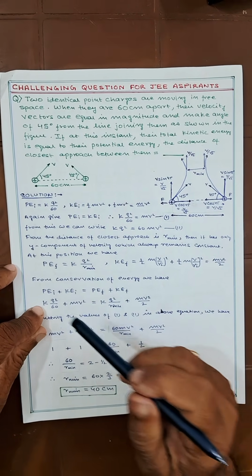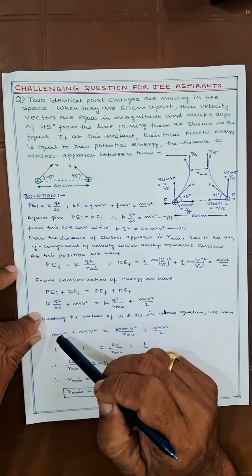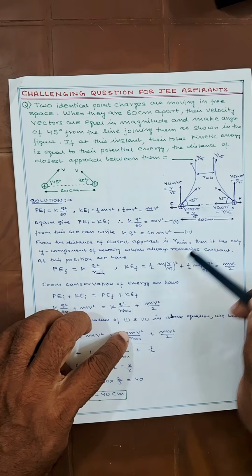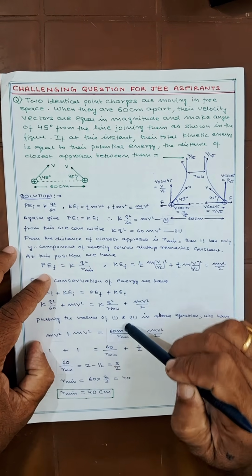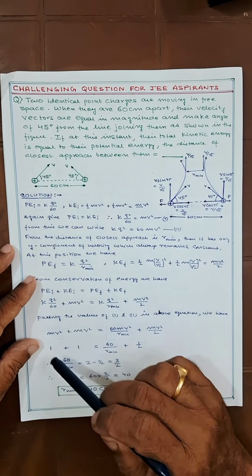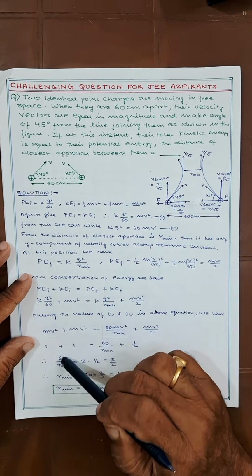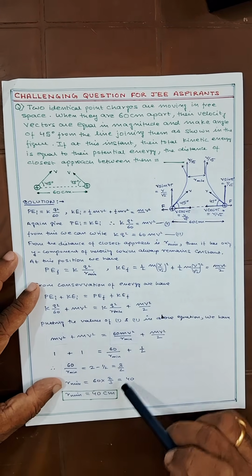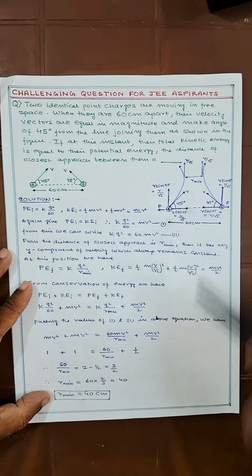Now, as I have told, the initial potential energy is equal to the initial kinetic energy, so this can be substituted as mv square. Now for this kq square by r minimum, from equation 2, kq square is equal to 60 mv square, so that is 60 mv square by r minimum. Throughout, mv square gets cancelled, so 1 plus 1 is equal to 60 by r minimum plus half. Therefore 60 by r minimum is 2 minus 1 by 2, that is 3 by 2, and therefore r minimum comes out to be 40 centimeters. So the distance of closest approach will be 40 centimeters.